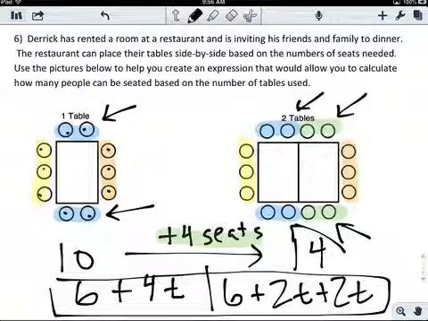To double check, when you get done writing your expression, you should always think back and consider, what do the parts of my expression represent? I know that this 6 represents the 6 people that are sitting at the sides of the table. I know that this is the plus 4 people that show up when you add a new table, and I know that t represents each table. That's my mental double check to make sure that I've got everything correct.